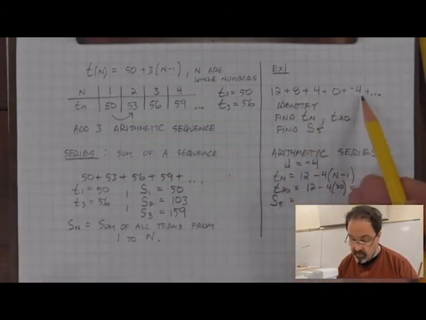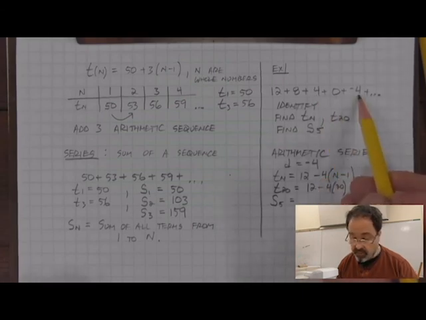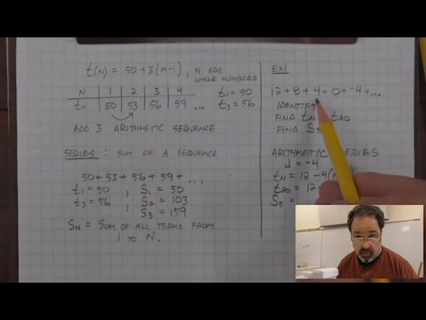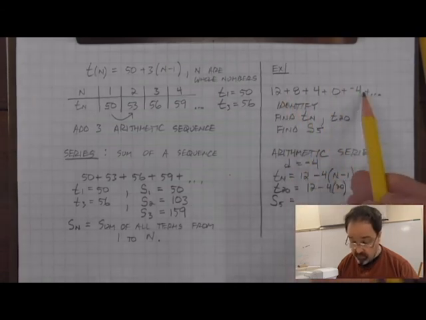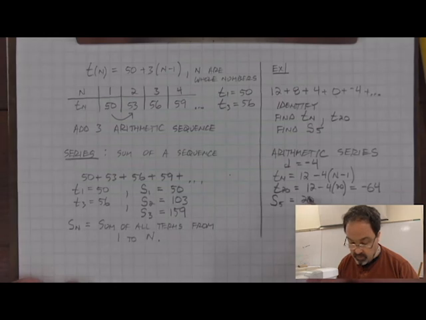Adding the numbers together, I can see that this 0 isn't going to contribute to the sum. The 4 and the -4 are going to cancel each other out. So the sum of these 5 terms is the 12 and 8 added together to make 20.